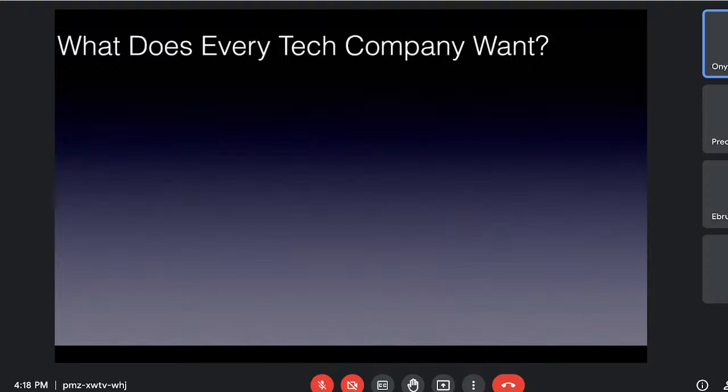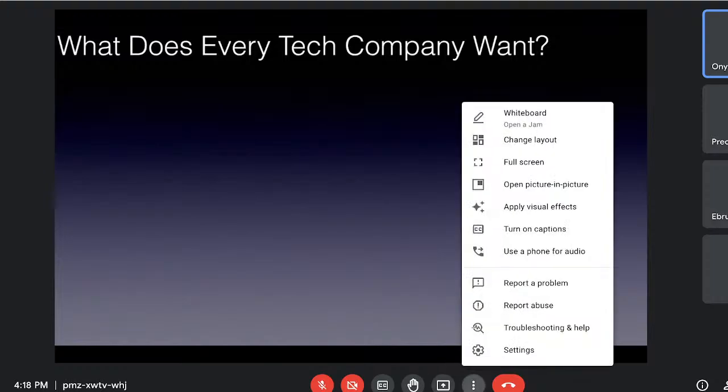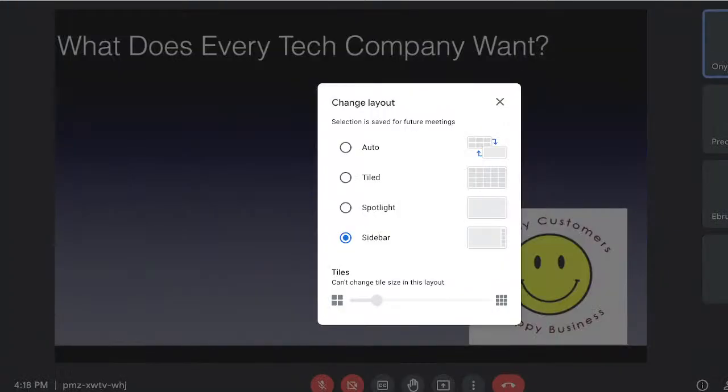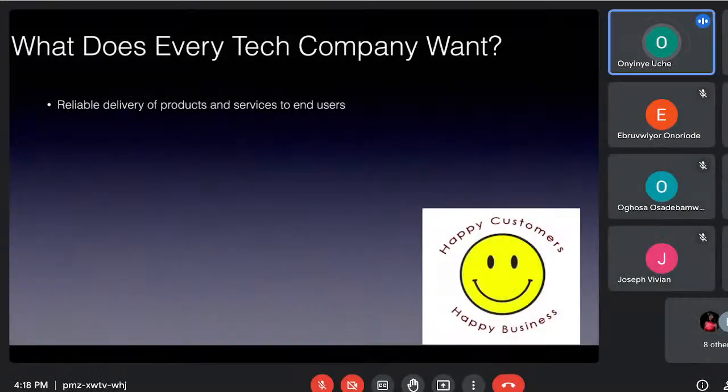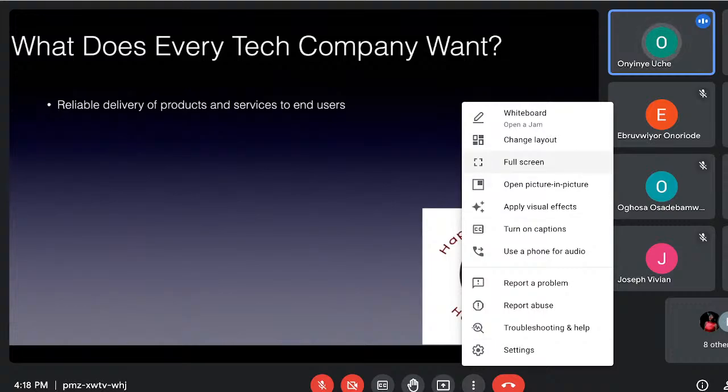But why is that so, really? Let's think about what every tech company wants. In the end, everybody wants to make money. Every company that's looking to be profitable wants to make money. And for them to make money, they have to keep their customers happy. And for them to keep their customers happy, as a tech firm, you have to be ready to deliver reliable products and services to your users.